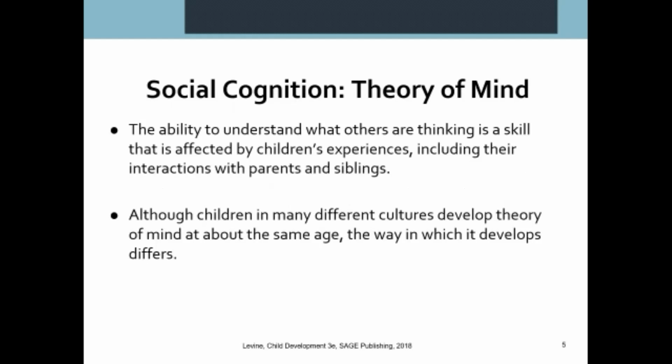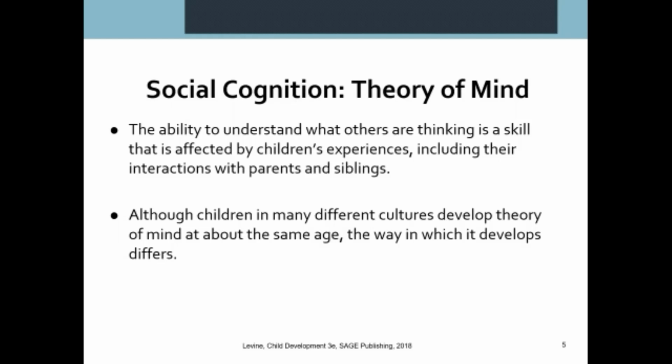Okay. So the ability to understand what others are thinking is a skill that's affected by children's experiences, including certainly parents and siblings. And research shows that parents who talk more with their children about thoughts and about wants and emotions will help the child develop a theory of mind. If you talk about things that happen in the head, like I think this, I believe this, but you believe something different, you can actually talk to each child, and this gives them the idea and helps them develop it somewhat earlier.